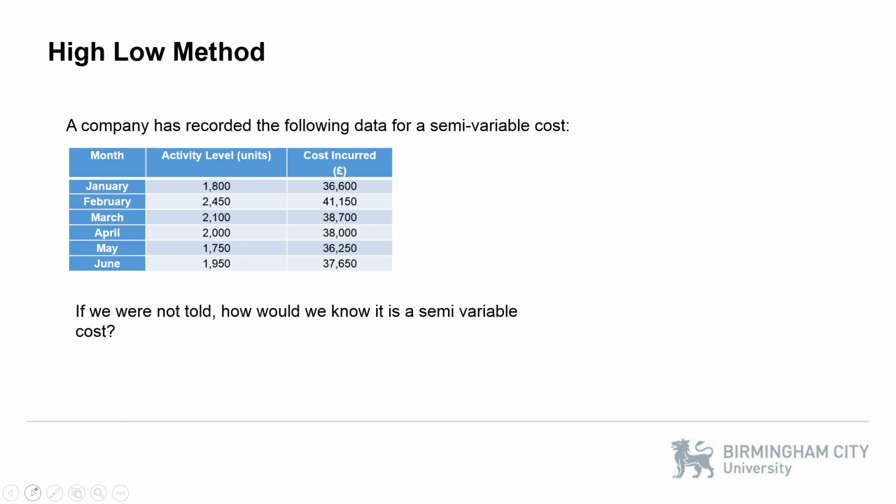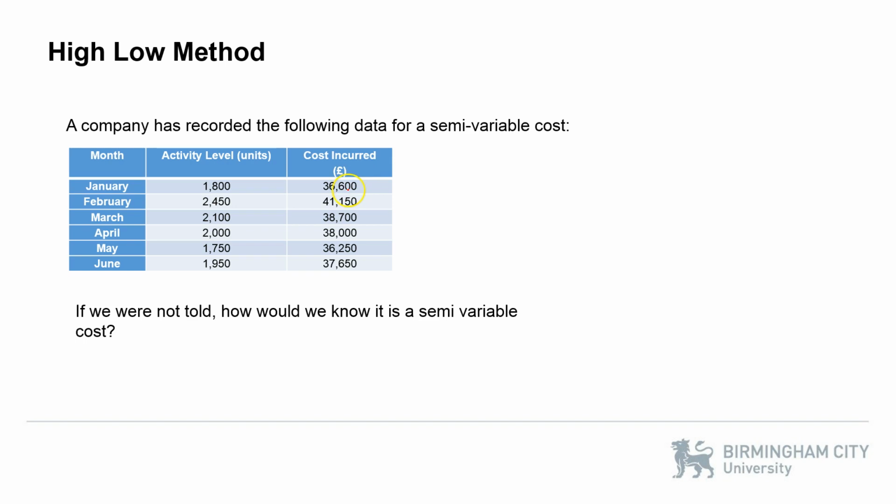So a better method, and a method that you need to become very familiar with, is the high-low method. So here we have an example of a company with different levels of activity over 6 months of the year and a cost that is incurred at each level of activity. Now if we look at those costs, we can see that they are changing as the activity level changes. So therefore we know that that is not a fixed cost because it's changed. But how do we know that it's not a variable cost if we weren't told? The way to find out is to work out the cost per unit.